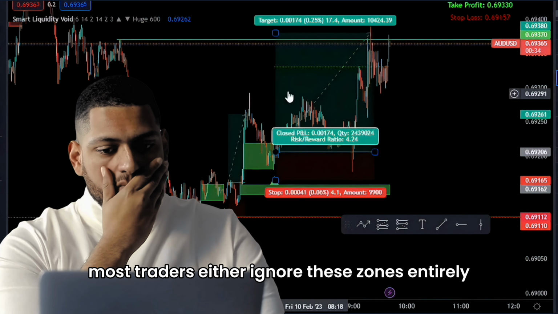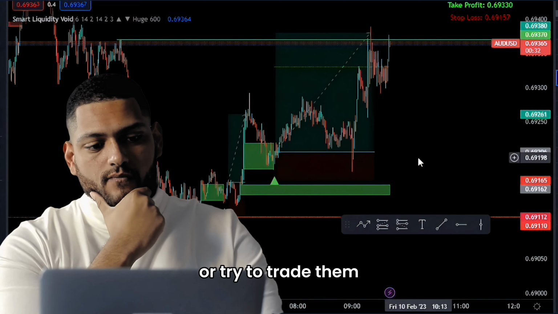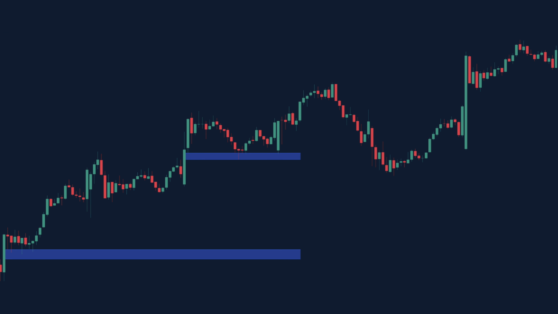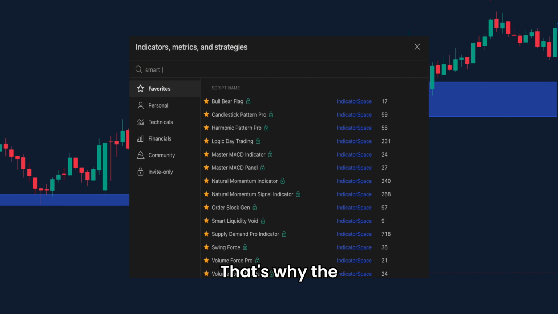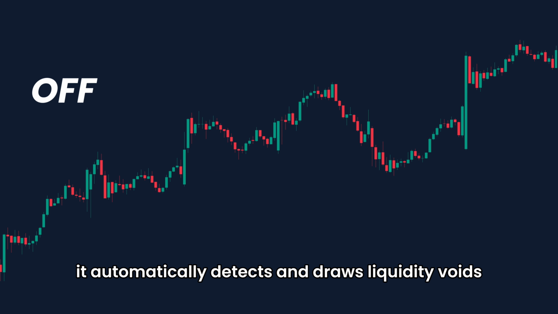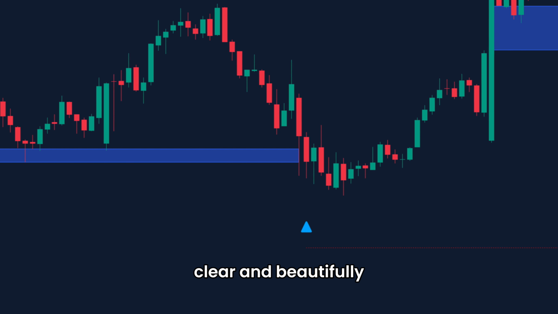As I said, most traders either ignore these zones entirely or try to trade them without understanding what they really mean. But what if you could actually turn them into profitable trade setups? That's why the Smart Liquidity Void indicator was developed. Once you add it to your chart, it automatically detects and draws liquidity voids clearly and beautifully.